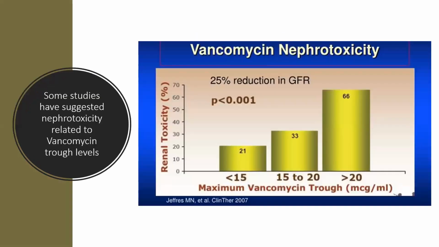And also, nephrotoxicity is a major problem with vancomycin. And there have been studies suggesting that the higher your trough level is, the more likely you're going to have a significant reduction in GFR in patients. In this study, of patients with a trough level greater than 20, 66% of them had a significant drop in renal function. Next slide.